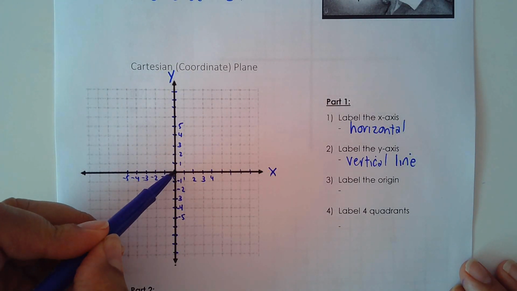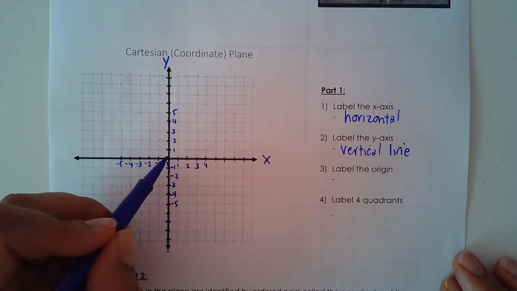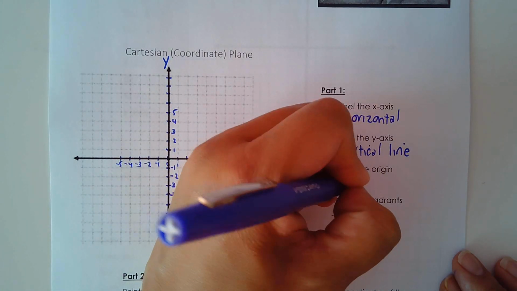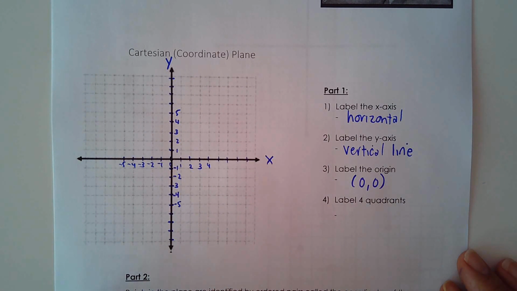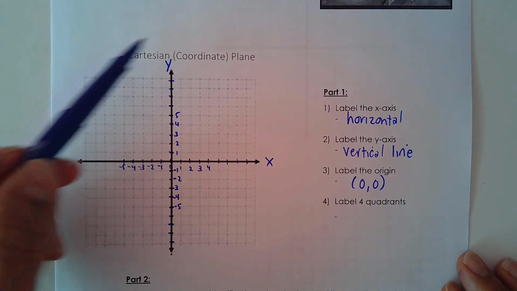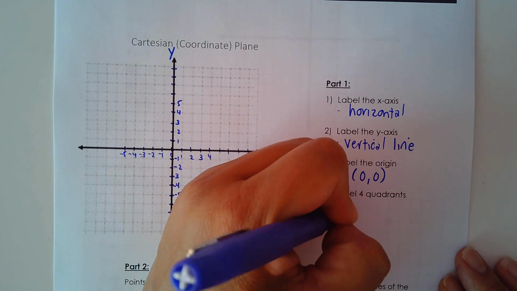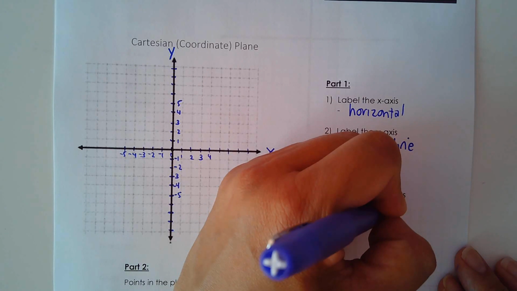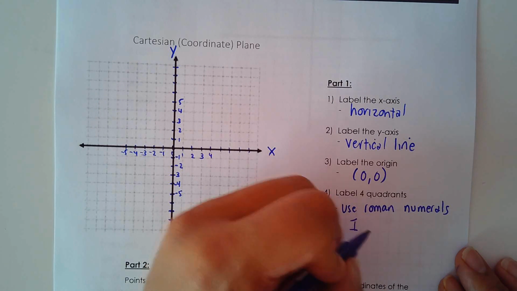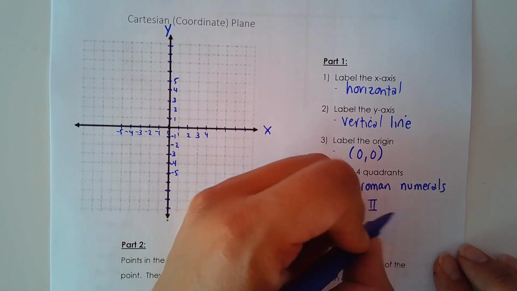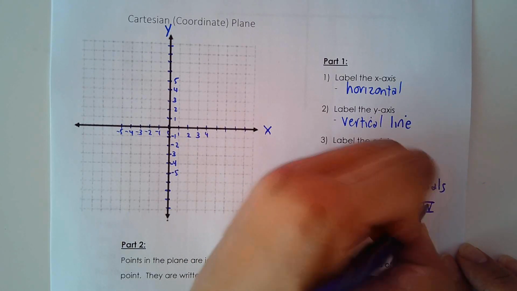Okay, so it's important to understand that these two lines that intersect form the Cartesian plane, and then the center here, that's called the origin. And if we give it a set of coordinates, it's 0, 0. So that's the origin. And then what happens is this plane here gets divided up into 4 quadrants. So we typically use Roman numerals for this. We'll have quadrant 1, quadrant 2, quadrant 3, and quadrant 4.